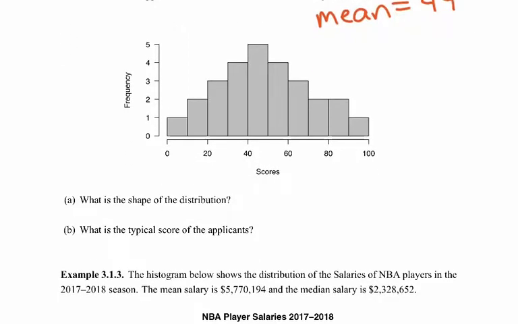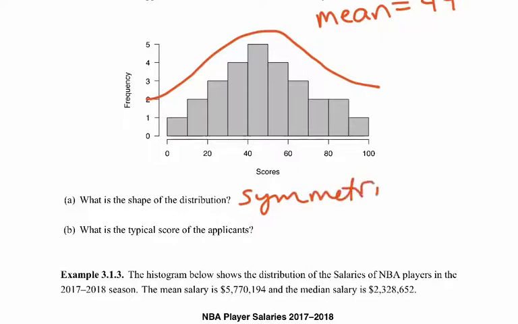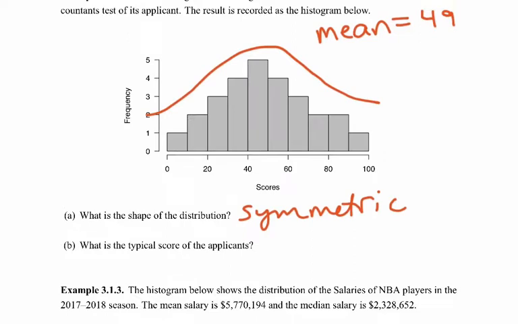So let's take a look at the questions. It says, what is the shape of the distribution? And I hope that you would see, again, we're dealing with a symmetric distribution, or roughly symmetric distribution. And so for that reason, the mean is going to be a good measurement of the typical value for these applicants. So part B says, what is the typical score? Remember, typical means center. So what is the center of the applicants? And so would we agree, if 49 falls right about there, that that would be a reasonable representation for a typical score? And yes.